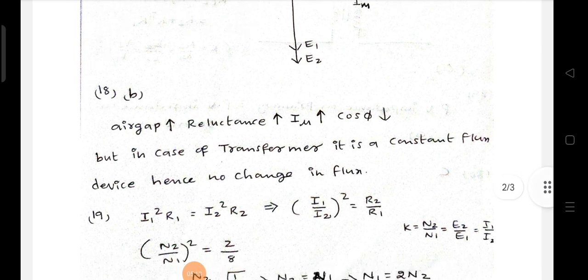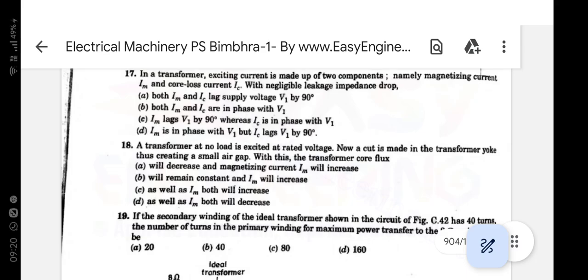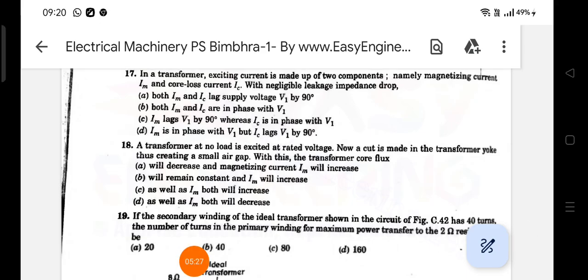Okay, that means, see here, from the given options, flux remains constant and Im increases, right?